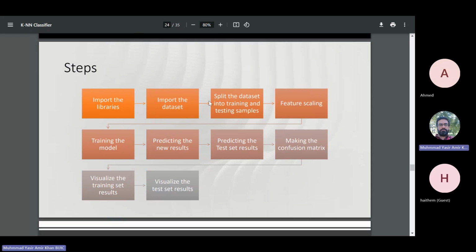Then after that, we train the model. Then we predict the new results. Then we predict the test results, and evaluate how correctly our algorithm has predicted the test results. Then we make a confusion matrix. We will see what a confusion matrix is. And then after that, we visualize the training set results, and then we visualize the test set results, and then we are done. This is normally the parts of a standard machine learning program, and the kind of program that we will be considering today as well.